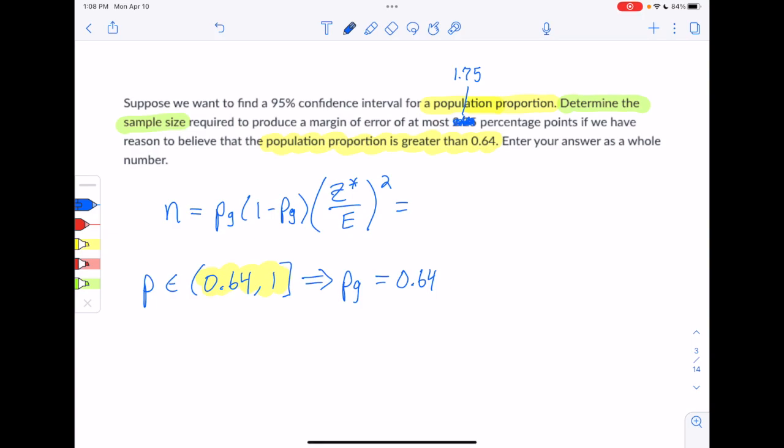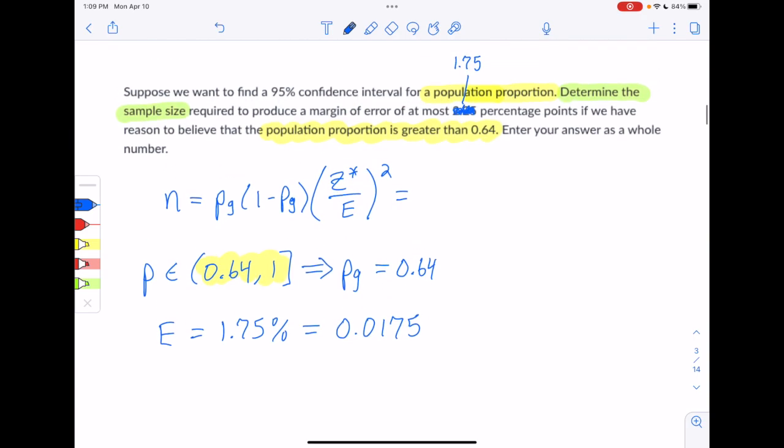And then we need the E. So the E was given to us and then changed to 1.75 percentage points. So E is 1.75%. But before you put that into the formula, you need to convert it to decimal form. So remove that percentage symbol and move the decimal 2 spots to the left. That gives us 0.0175. The only remaining piece that we need from that formula is the z star.